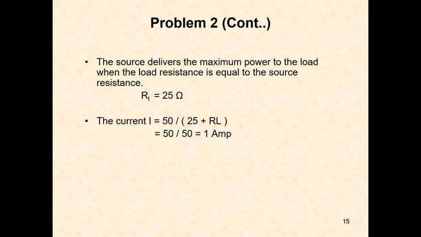Now we have to find the maximum power. 1 amp current is flowing through RL now. So the power delivered to the load is equal to I squared into RL. What is I? I is equal to 1 amp and RL is equal to 25 ohms. Now calculate the maximum power.